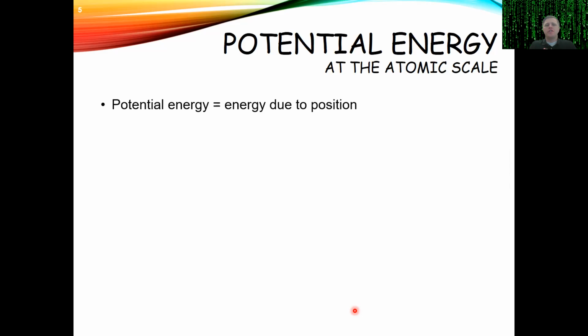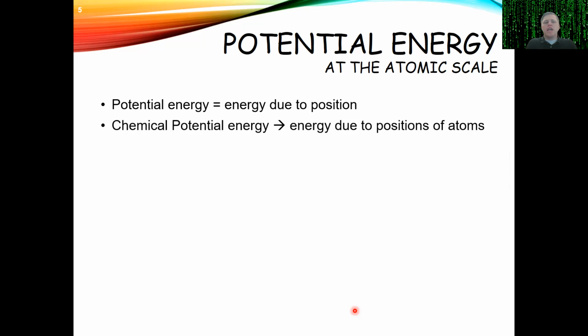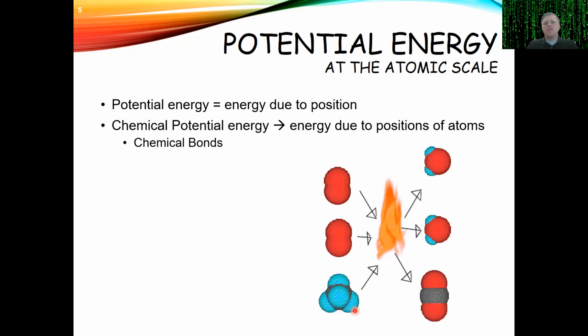Now, potential energy, all right, like we said, it's just energy due to position. In chemistry, we're going to be talking about certain contexts for potential energy, and so we give it a special name, which is chemical potential energy. And in this context, we're always thinking about potential energy stored as a function of where the atoms are to each other. So one place that this potential is stored is in chemical bonds.